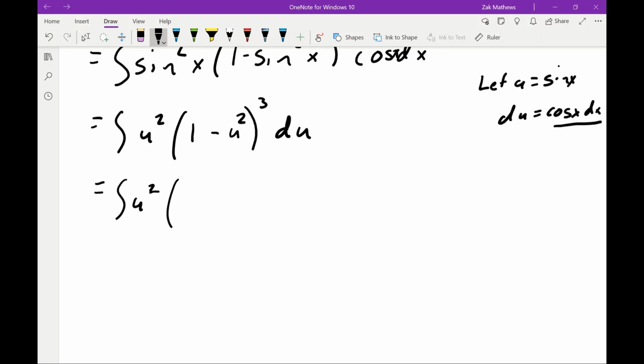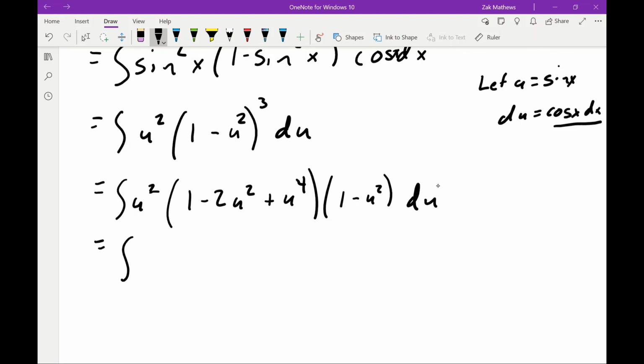If you remember your Pascal's triangle, it makes it a lot faster. I'm going to work this first one out just the slow way, multiplying it out. So if we took 1 minus u squared and squared it, we'd have 1 minus 2u squared plus u to the 4th. And then we're going to multiply that by another 1 minus u squared du. So we have the integral of u squared times: 1 times 1, which is 1. 1 times the negative u squared is negative u squared. Negative 2u squared times the 1 is negative 2u squared.